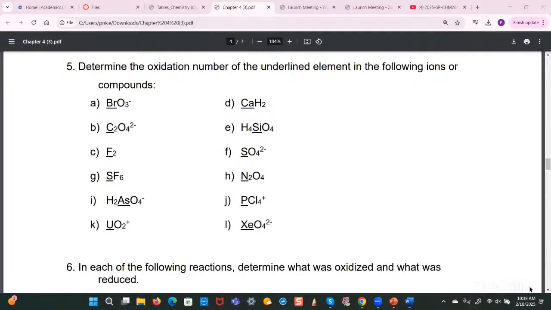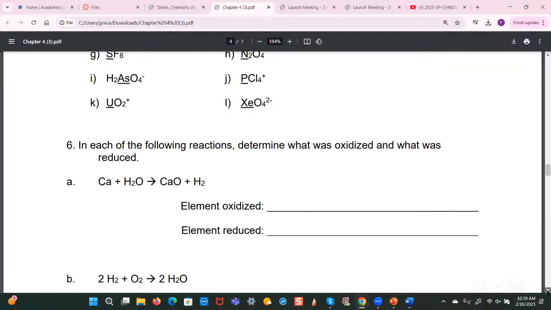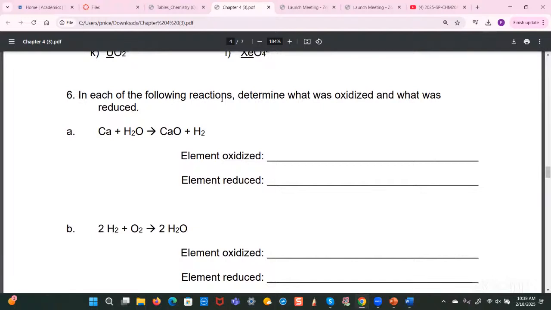Let me scroll down. Okay, so this question is asking, in each of the following reactions, determine what is oxidized and what is reduced. So let's remind ourselves, oxidation involves loss of electrons, reduction involves gain of electrons. Or another way of looking at it, oxidation involves an increase in oxidation number, reduction involves a decrease in the oxidation number, right? So what you have to do to answer this question is look at the oxidation numbers of each element involved as reactants and products and see what changes take place as you go from left to right, from reactants to products.